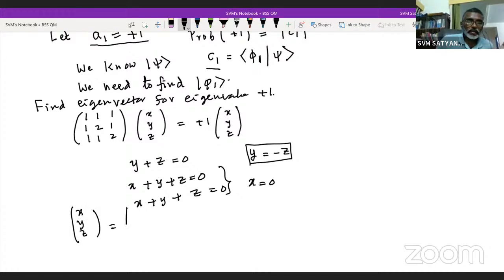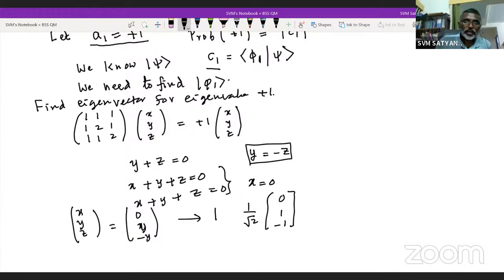So I have my xyz as 0, y, minus y. And if I normalize this, I will get this as 1 by root 2 times 0, 1, minus 1. This is the normalized. So what is my phi 1? I have found phi 1 to be 1 by root 2 times 0, 1, minus 1. Is this clear, or are there some questions here?